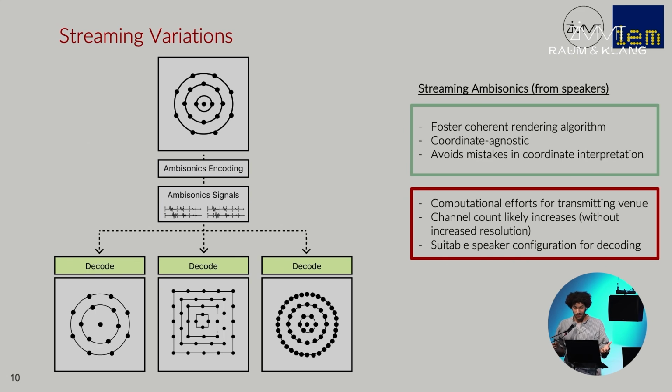But yeah, one of the main downsides is that it shifts the processing load to the transmitting venue, which might already be resource constrained, to the concert that it's operating and the streaming. And we would likely end up with more channels, because we want to stream a high resolution, and usually, therefore, we want more than 32 channels, for example. So this is not quite a good option.